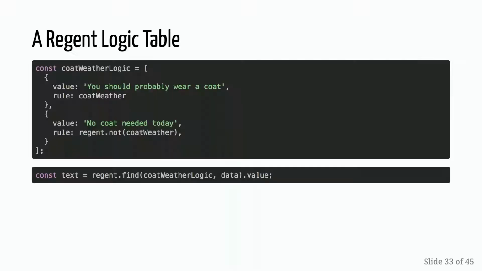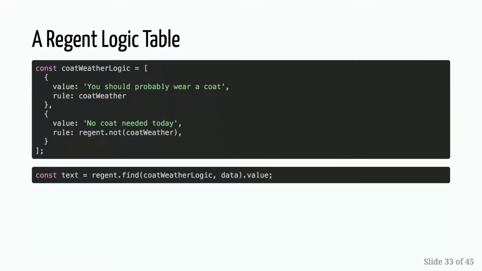Logic tables. So the other pattern, and there's a few more helper functions that Regent provides, is logic tables. A logic table is nothing more than an array, and the array is an array of object literals. The object literals can be anything that you want. The only convention is that each one has a rule key on it at some place, and the value of that rule key is just a Regent rule. So a single Regent rule, let's check out this example.